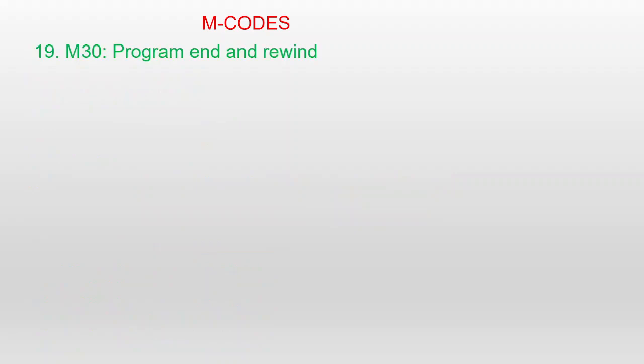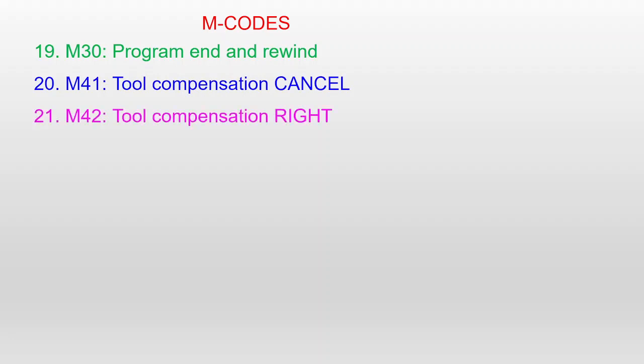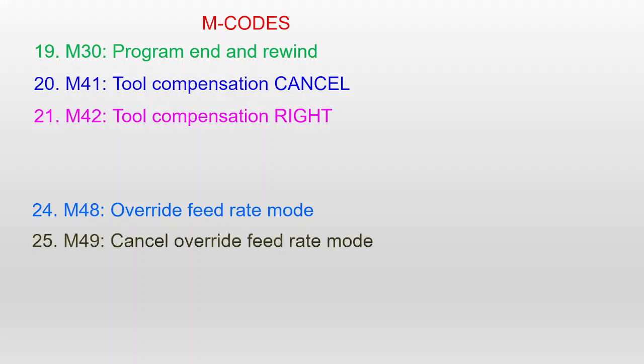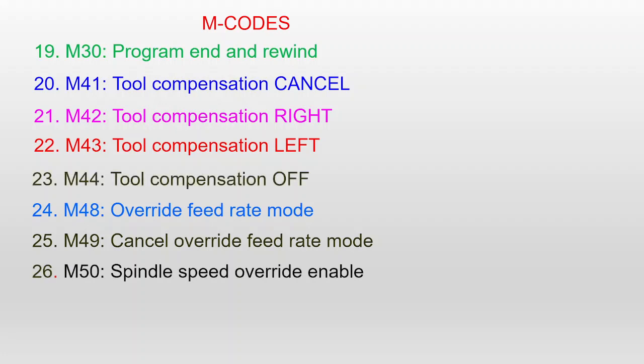M30, program end and rewind. This code marks the end of the program. M41, tool compensation cancel. M42, tool compensation right. M43, tool compensation left. And M44, tool compensation off. M48, override feed rate mode. M49, cancel override feed rate mode.